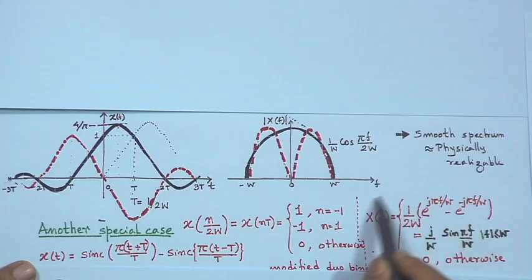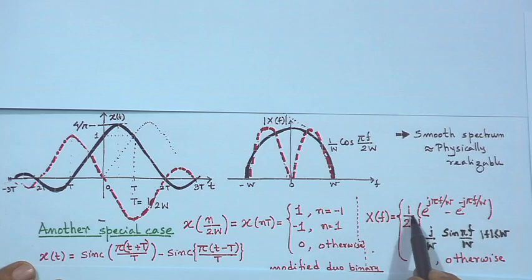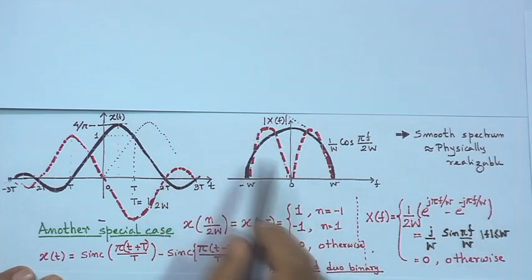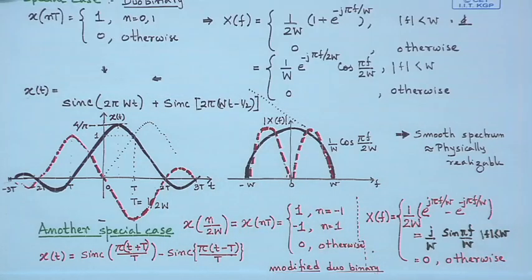And in terms of frequency response, it is e to the power of j something minus e to the power of minus j something, and this is 2j sine of pi f by W. So, the 2 and 2 cancel out, you have j by W sine of pi f by W for f restricted within this range and 0 elsewhere. So, this corresponds to the next set of pulse shapes that we are looking at, called the modified duobinary signals.